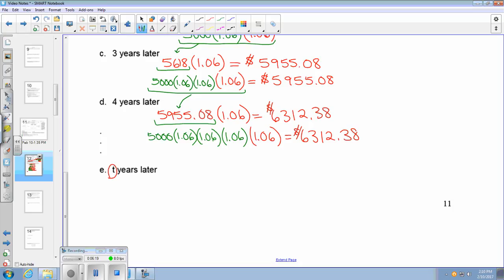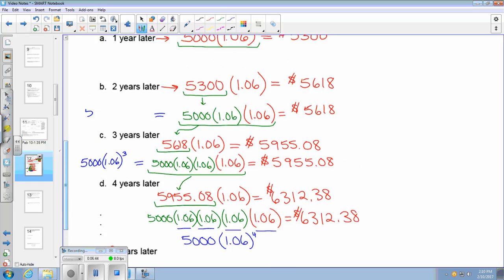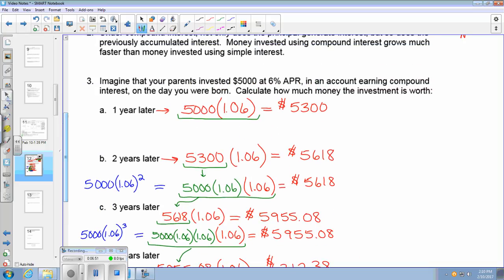More specifically, if you go back in and count, if we let this grow for 4 years, we had to multiply by 1.06 4 times. So we could simplify this expression by using an exponent. In fact, we could do that for 3 years later as well. We used that factor of 1.06 3 times. And for 2 years later, we did it twice. And for 1 year of growth, we just did it once.